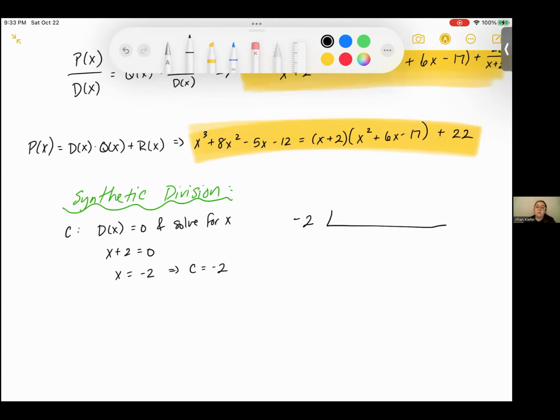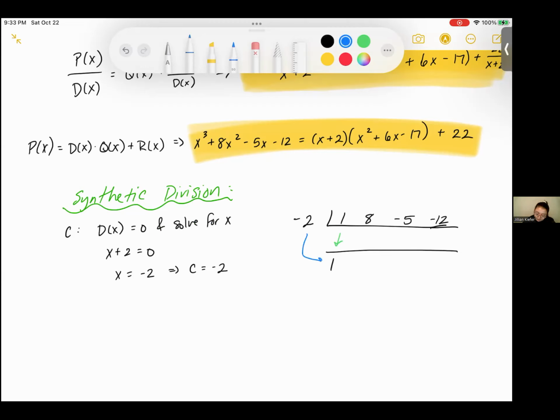Then you write the coefficients of your dividend. So our dividend was x cubed plus 8x squared minus 5x minus 12. So our first coefficient would be 1, since there's no number in front of x cubed. And then we have 8, negative 5, and negative 12. So we write our coefficients, and we draw an extra line in there so we have some rows. Your first step is to carry that first number down to the bottom. So you just take it straight down to the bottom there.